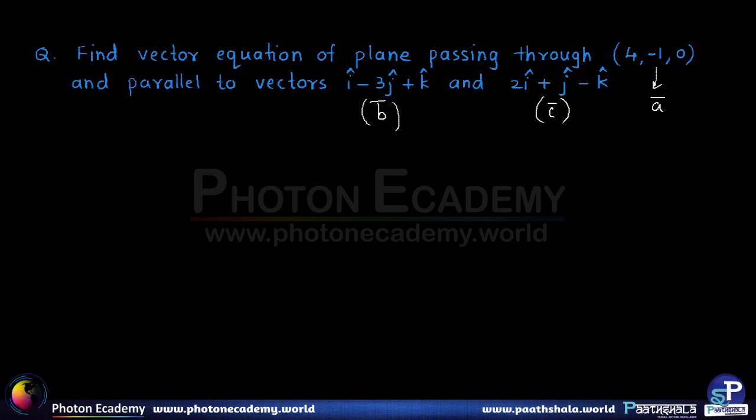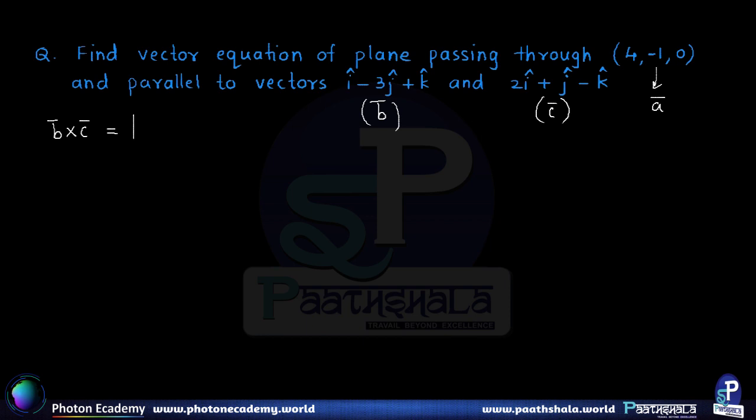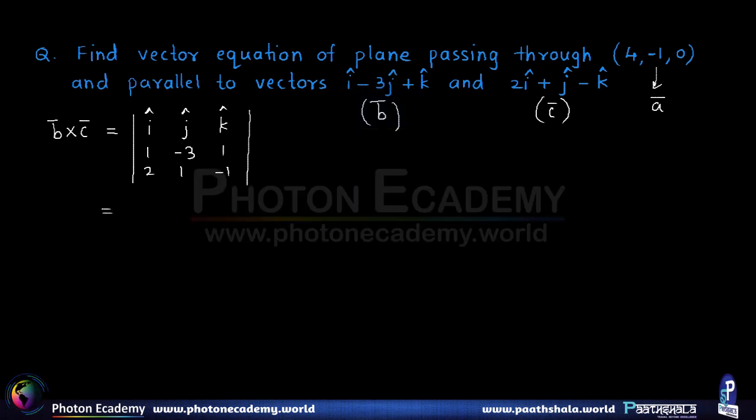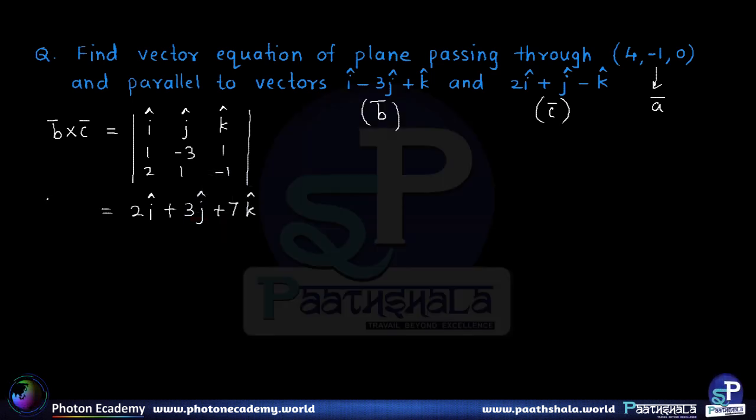Okay, now first of all let us calculate B cross C, because that's what we are going to need. So let us keep that ready. So here we have B cross C to be equal to the determinant with i, j, k. Coefficients of B are 1, -3, 1, and for C they are 2, 1, -1. So this is clearly equal to 3 minus 1, that is 2i, minus -1 minus 2 is -3, so that becomes plus 3j, and lastly we have 1 plus 6, that is 7k. Okay, so here we get B cross C.